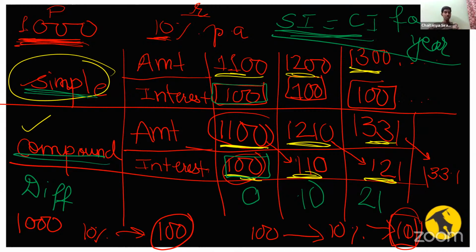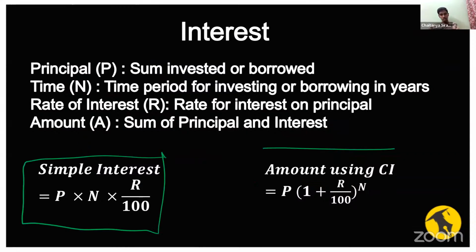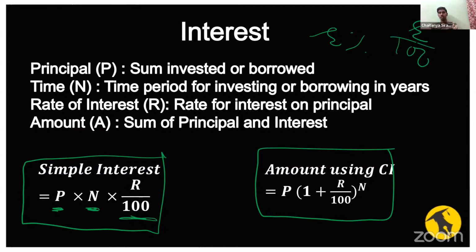Okay, now let's go back and I suggest you make a note of these formulas. For simple interest, it's very easy. You multiply your principal into number of years into interest rate. Now, interest rate is usually given as percent. Percent means per 100. So you write it as R upon 100.